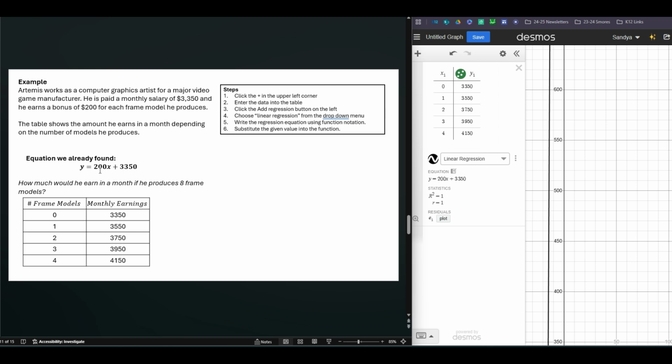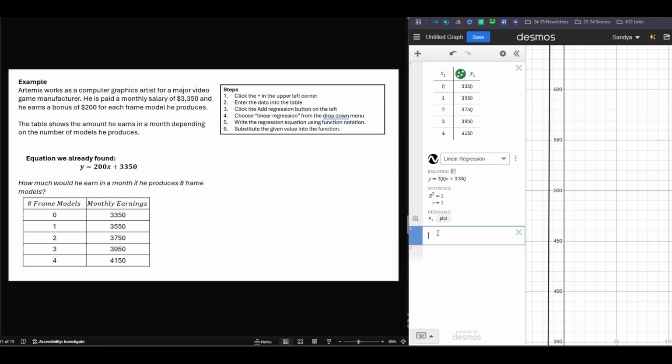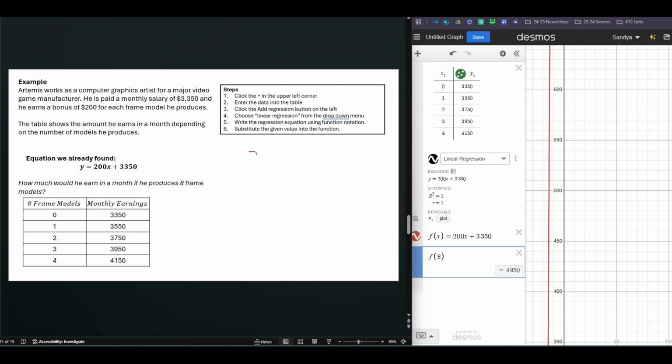And so you can substitute directly into this equation, or if you want to use Desmos, what you can do is rewrite this equation, but instead of y, I'm going to write f of x. Okay, so I'm going to write f of x equals 200x plus 3350. Same equation I had, I just replaced y with f of x. And then I'm going to ask Desmos to tell me, what is f of 8? You see what I'm doing is replacing x with 8, and it does the calculation for me, and it tells me that he's going to earn $4,950. So you can actually use Desmos to figure out values that are not given to you in the table once you have the regression equation.